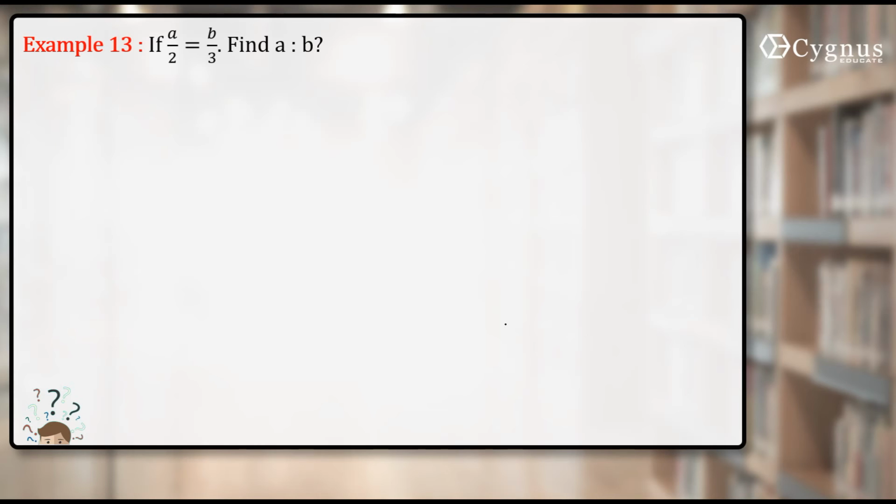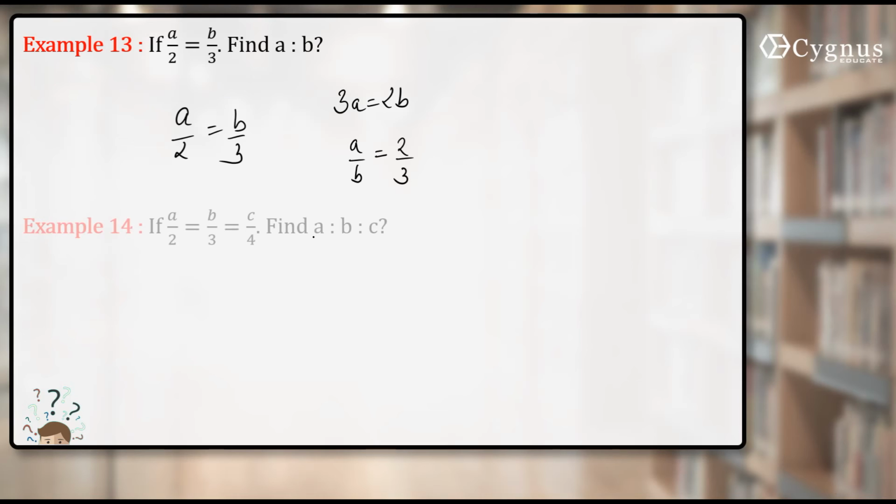Now A by 2 is equal to B by 3. We have already solved this one. It's given that A by 2 is equal to B by 3. What is the value of A is to B? So the best way is what? You cross multiply them. You get 3A is equal to 2B. And we know how to solve this. We'll directly get A by B equal to 2 by 3. Yes or no?